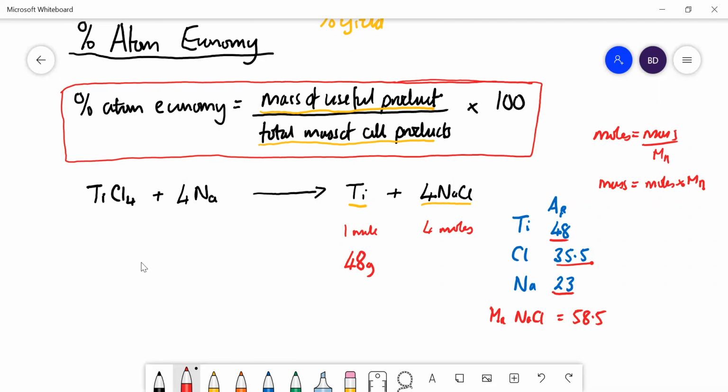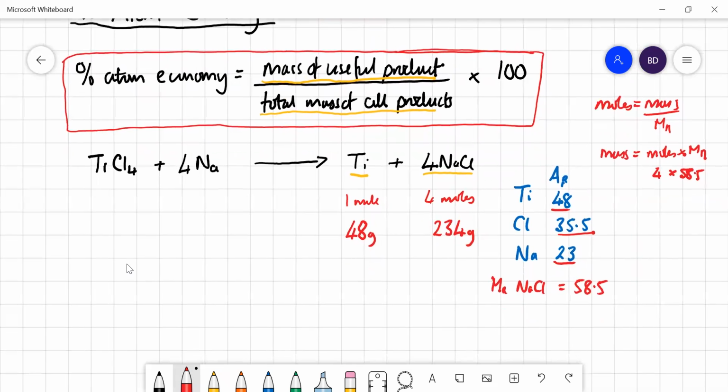Right, but we're making 4 moles. So it's going to be 4 times 58.5, that is 234 grams. Okay, so you can see every time we make 48 grams of titanium, which is what we want, we also make 234 grams of sodium chloride, which you don't want. So let's work out the atom economy there.